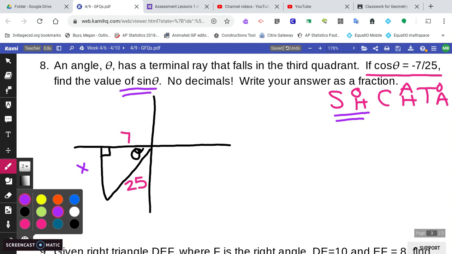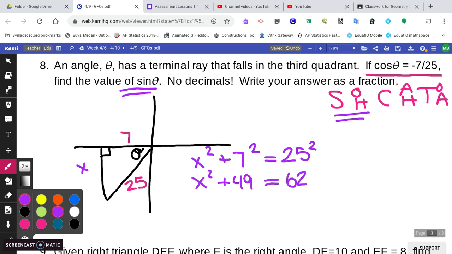When you're missing that piece, we can solve for any missing side of a right triangle using the Pythagorean theorem. So we would set it up as x squared plus 7 squared equals 25 squared. And if you solve through that, we would get x squared plus 49 equals 625. We'll end up with x squared equal to 576, and x equals 24.